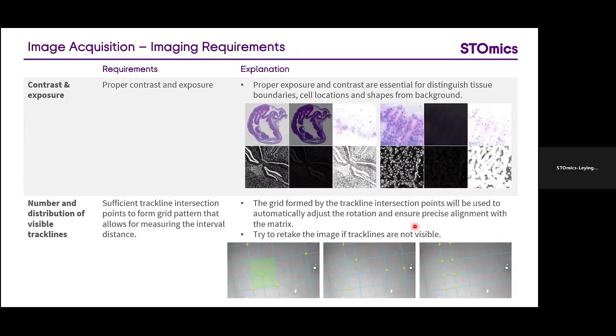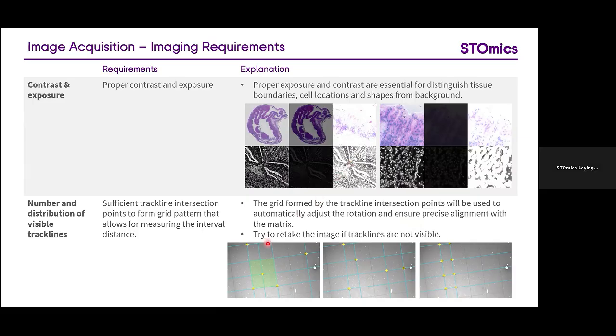Also, we require proper contrast and exposure settings, which is crucial to highlight the tissue details. Overexposure or underexposure can obscure cells and track lines, which will affect the alignment accuracy and also the segmentation.